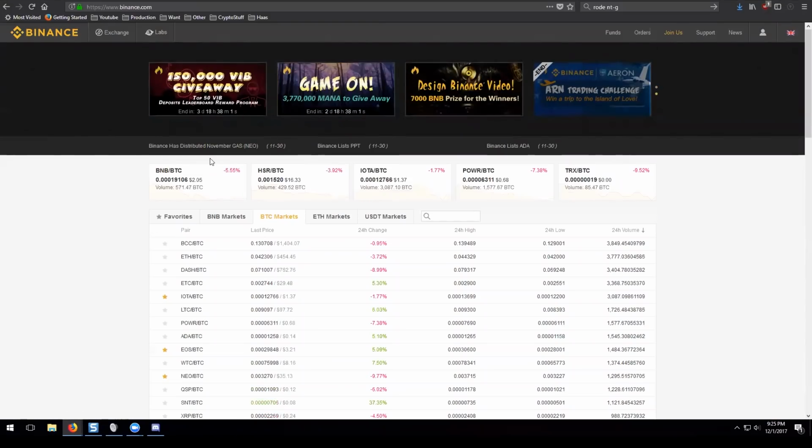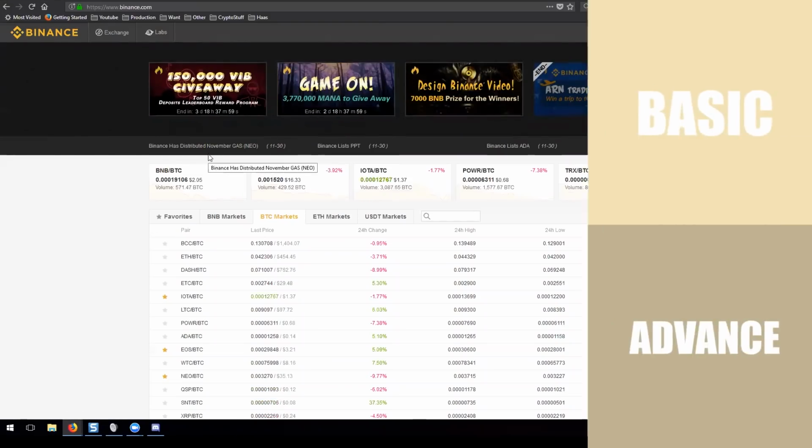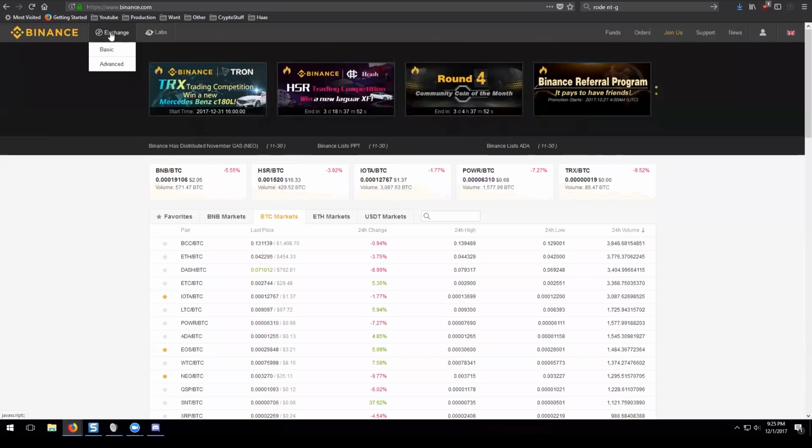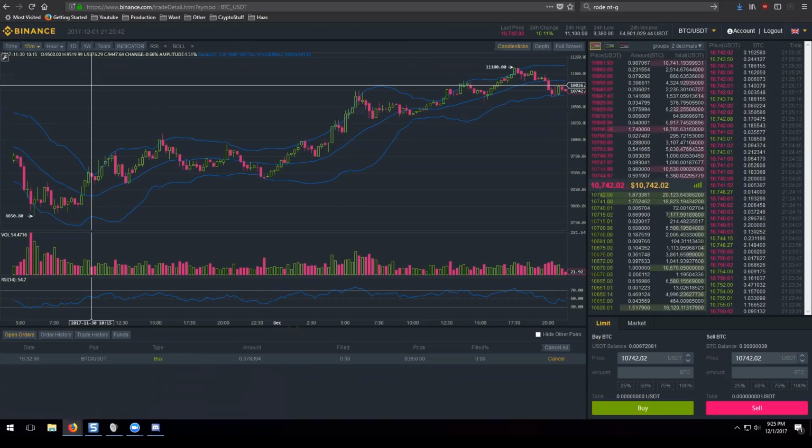When you want to get to the exchange, there's two options available. There's the basic and the advanced version. For our purposes, we're going to use the advanced version. So if we come up here in the top left, click advanced, there we go. Once we open it, it'll probably be on the last pair we were looking at, and this is what we'll see. For a newcomer, don't worry, it looks a lot more complicated than it actually is.